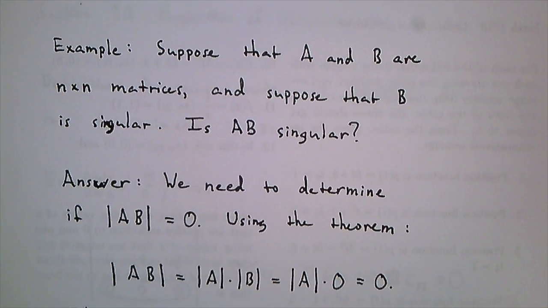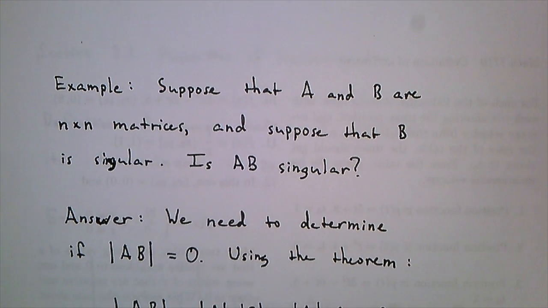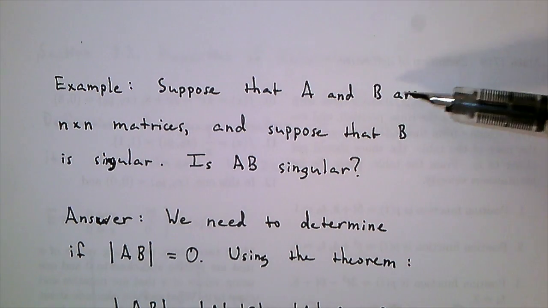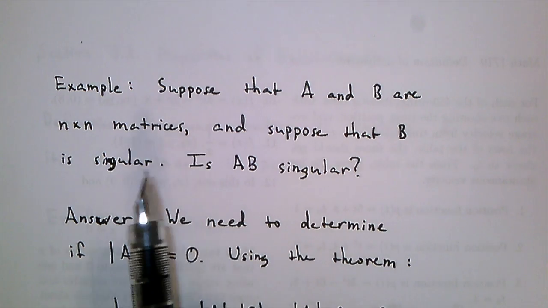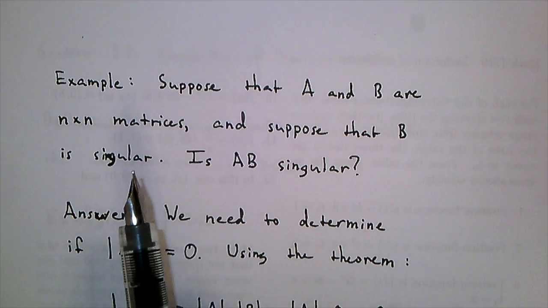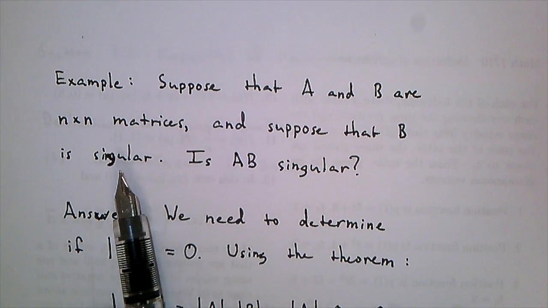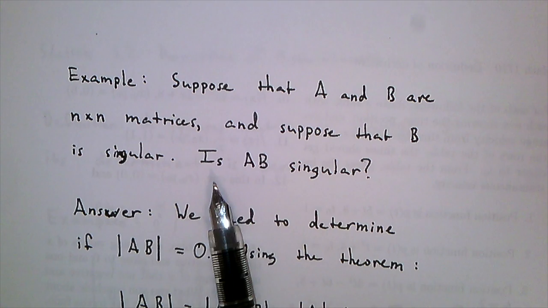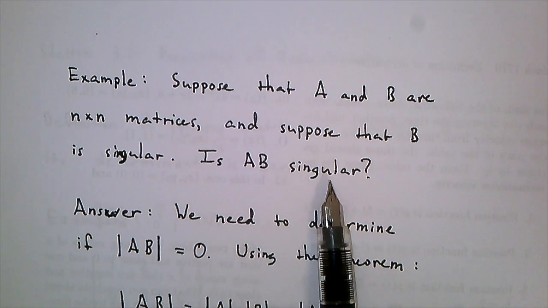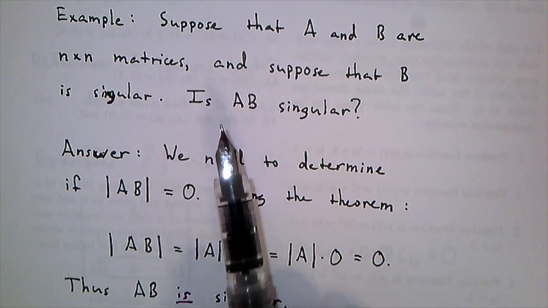This theorem also helps us answer more theoretical kinds of questions, like in this example. Let's suppose that A and B are n by n matrices, and also suppose that B is singular. You might have to think back to the previous video where we learned the definition of singular. This means that the determinant of B is equal to 0. And here's the question we want to answer. Is A times B singular? So is the determinant of A times B equal to 0?